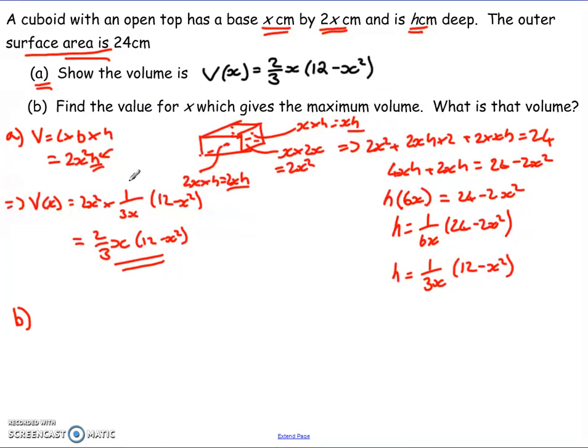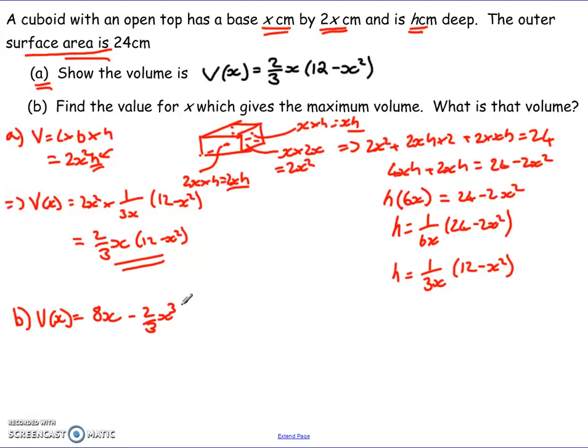What is the volume? So to get the maximum, as soon as you see something like that, you're thinking it's optimization, so I need the derivative. Now to do that, first thing I'm going to do is multiply out the bracket. What I get there is I get 24 over 3x. Well, 24 divided by 3 gives you 8. So I get 8x, take away 2/3 x cubed.